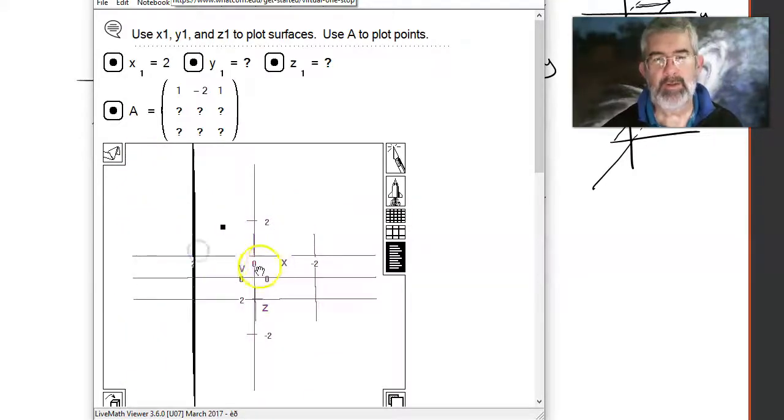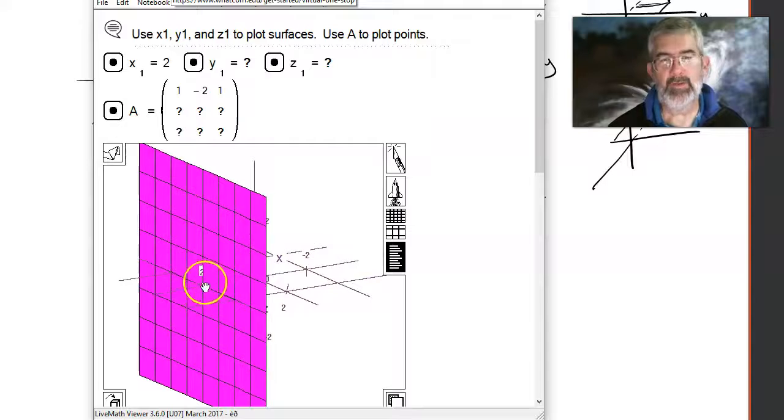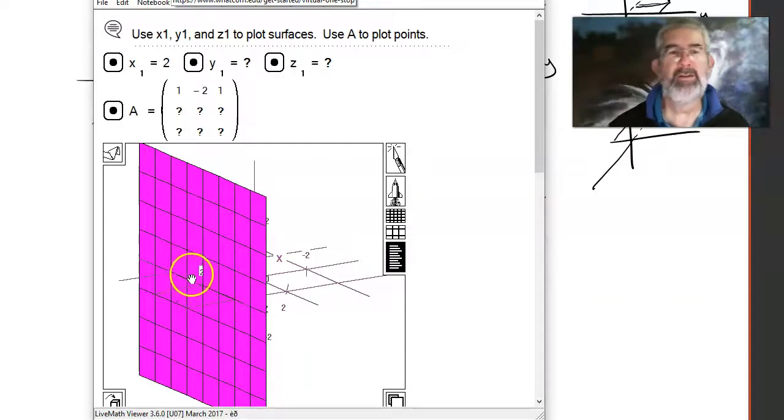Move 2 out in the x direction. There's no y and z in this equation, so they can be anything you want. Any point on this plane, this is the point 2, 1, 1. Here's the point 2, 1, 2, or 2, 0, 0, or 2, 2, 0, right? Every single point on this plane has an x-coordinate of 2 and y and z coordinates of whatever you want. Each point, though, satisfies that equation.